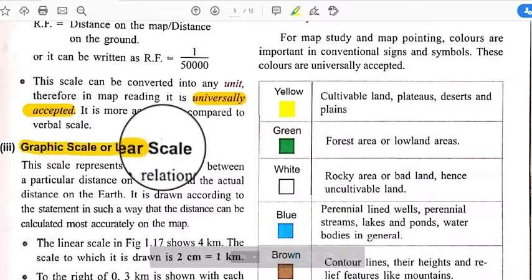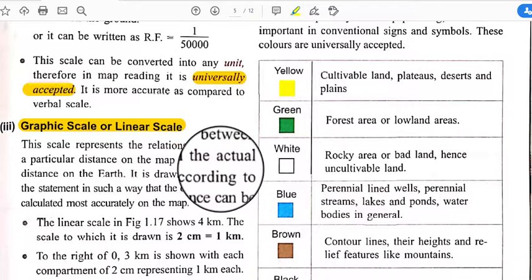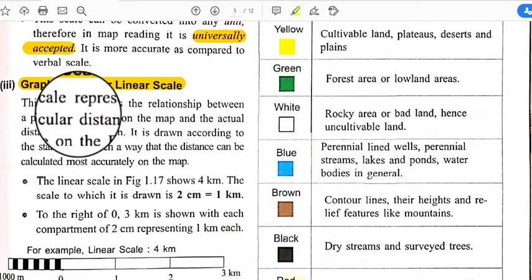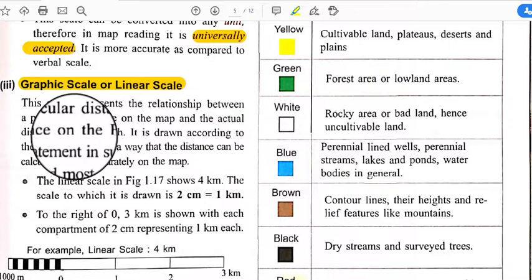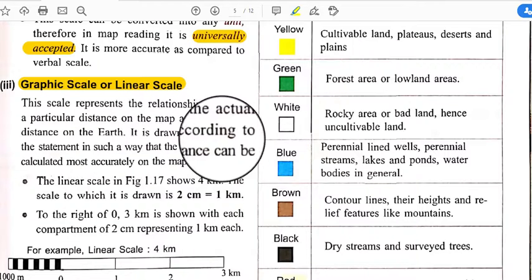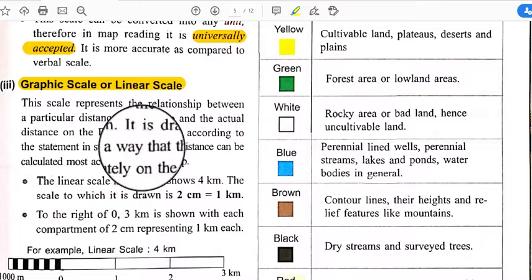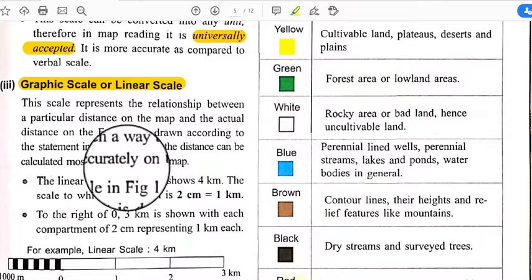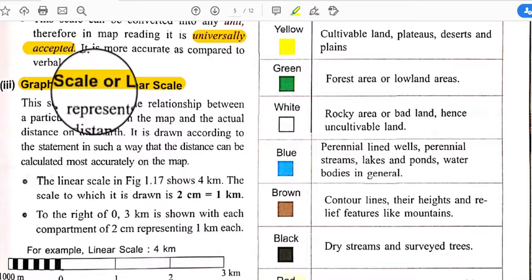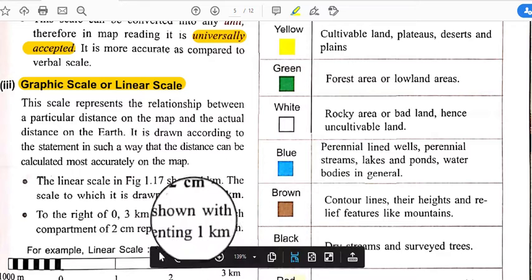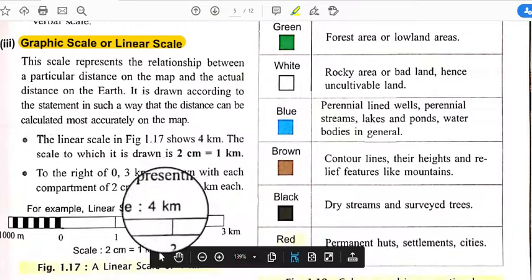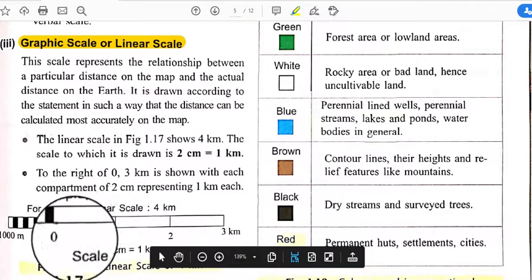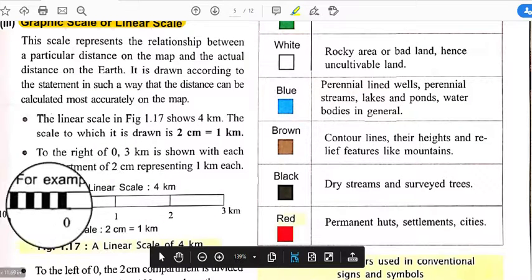And next, another type of scale is the graphical scale or linear scale. This scale represents the relationship between a particular distance on a map and the actual distance on the earth, and it is drawn according to the statement in such a way that the distance can be calculated most accurately on the map. So this kind of scale is represented in a graphical way or a linear way, so that you can see a graphical scale.